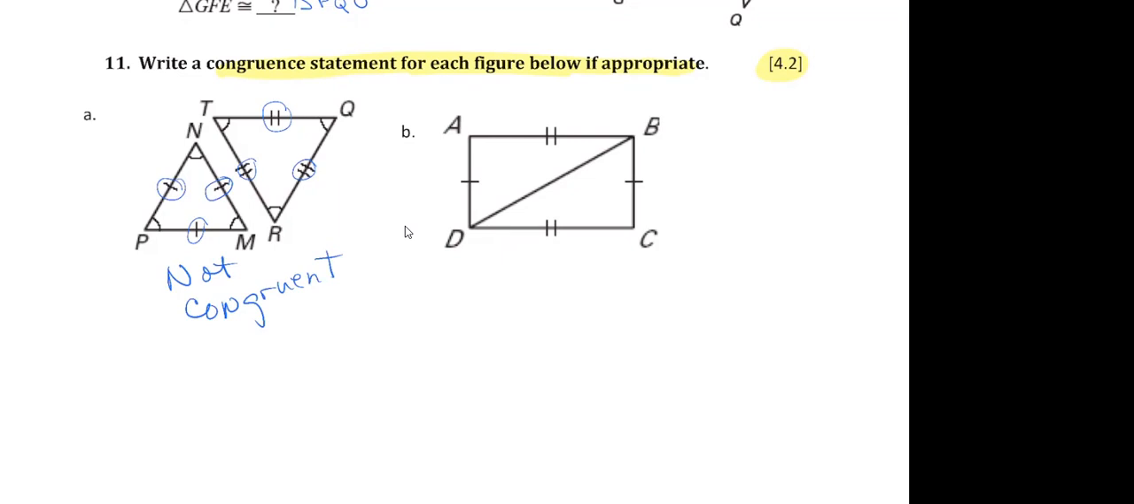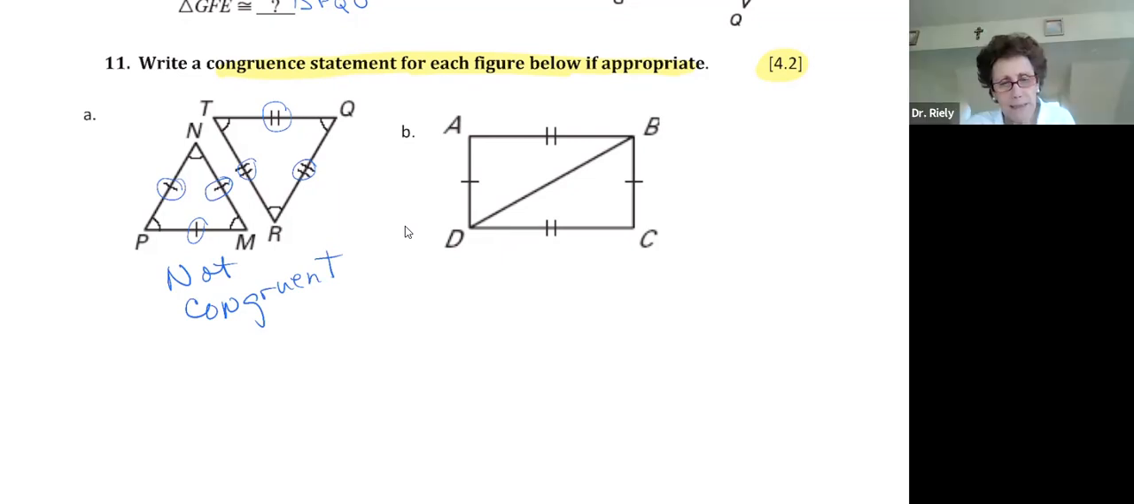Can you repeat the question? Yeah, tell me something about B. That's what we're looking at. Can you write a congruency statement for B? What are you observing about B?